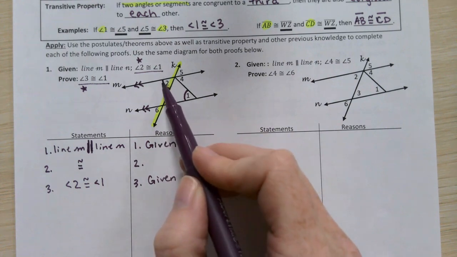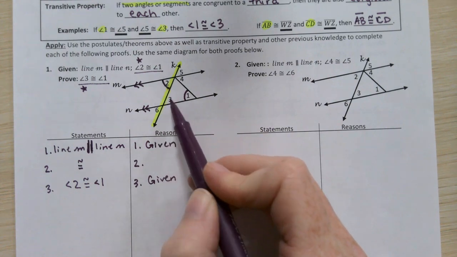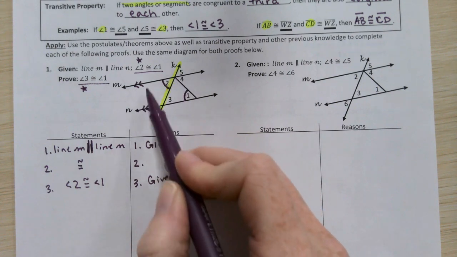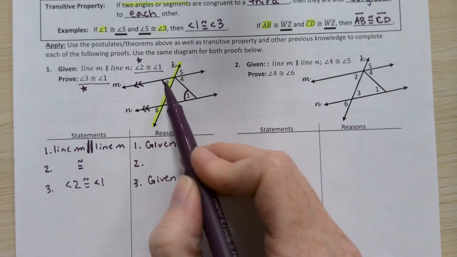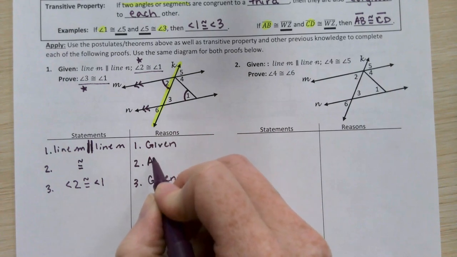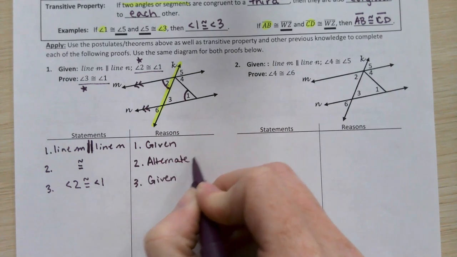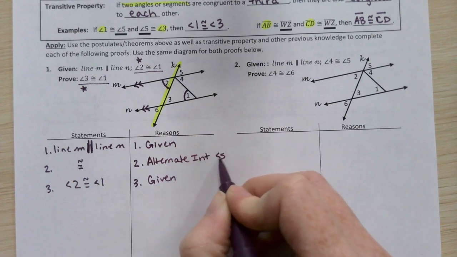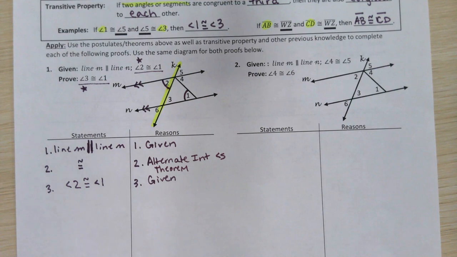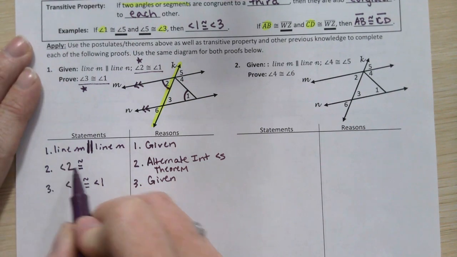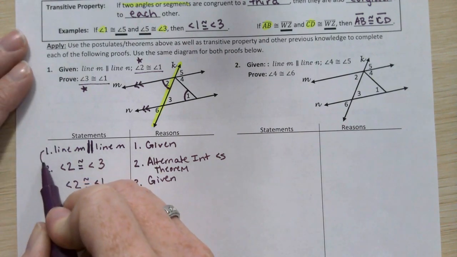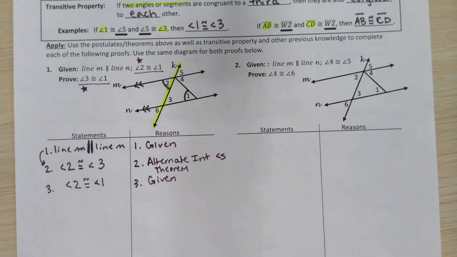So let's try to give angle 2 and angle 3 a name. They would be alternate because they're separated by that transversal, but they would also be interior because they're trapped in between those parallel lines. So if I think about them as being alternate interior angles, that means I'm allowed to use the alternate interior angles theorem from up top to say that angle 2 is congruent to angle 3. That is only true because of those parallel lines.